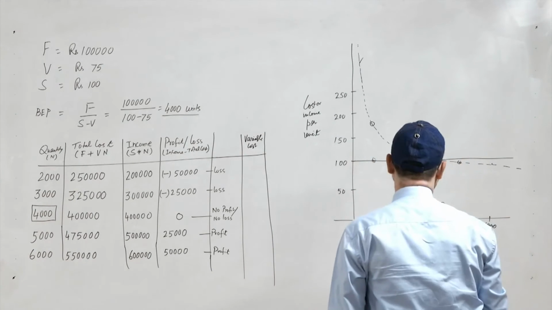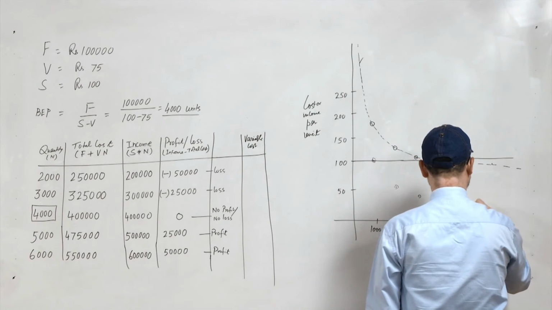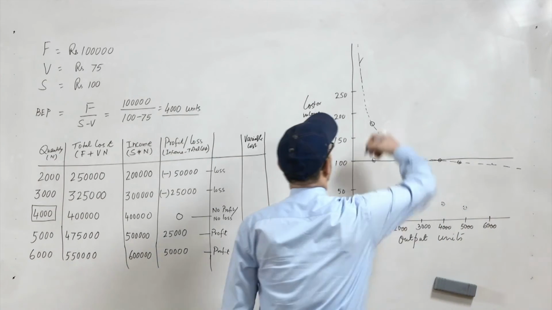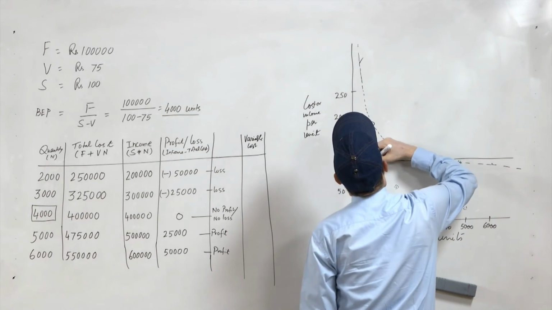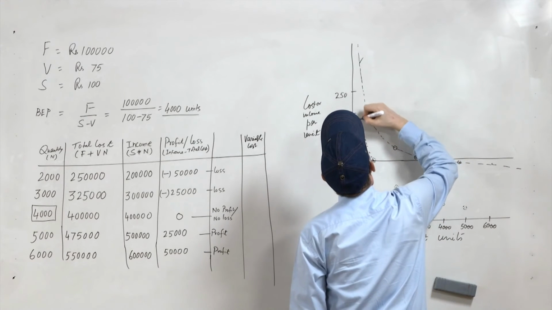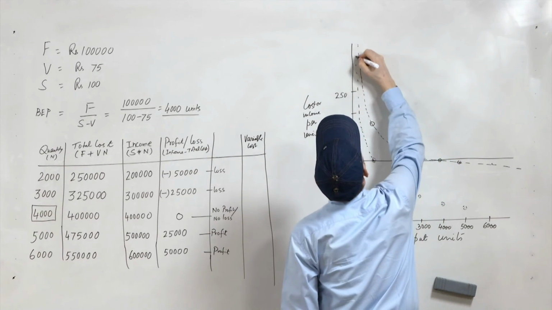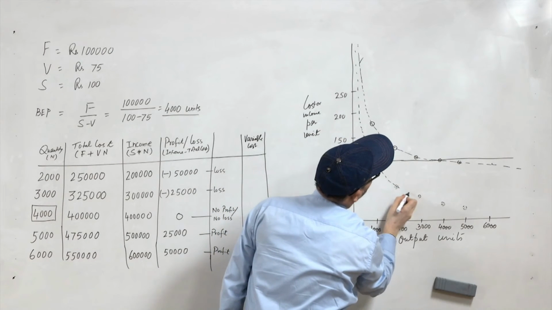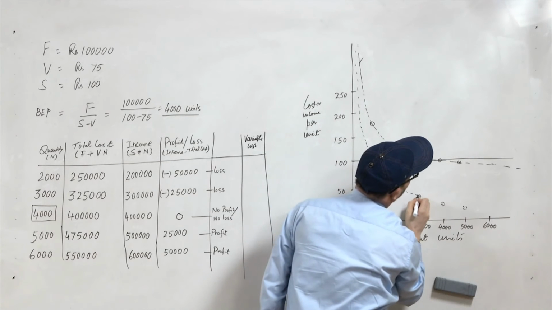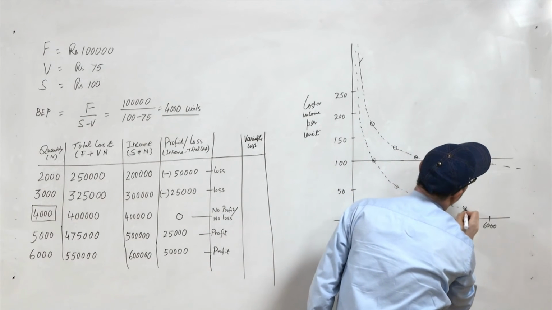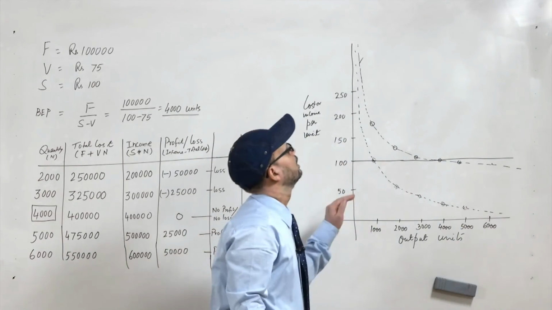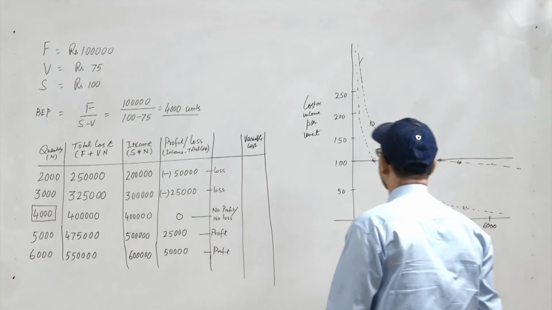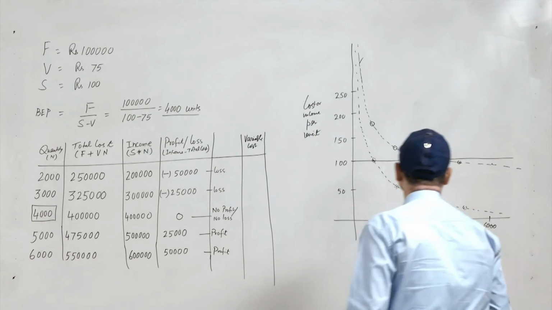Then for 5000 units it is close to 20. Certainly it will go on decreasing as we move. So, it will reach towards infinity, and this line in the x direction will move like this, and it will reach towards 0 as we go on increasing the number of units.